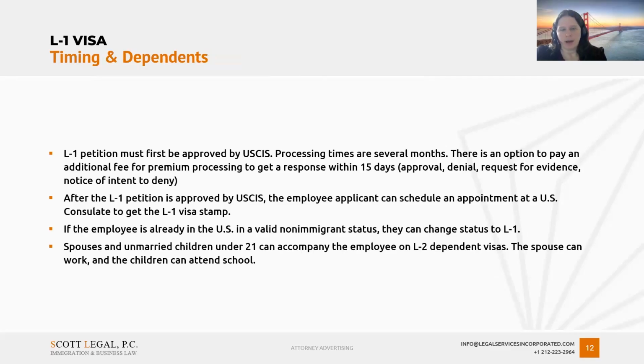All right, let's talk a little bit about timing and also dependence. So in terms of how the process works, the L petition first has to be approved by USCIS. Normal processing times are several months, maybe even up to a year. There is an option, though, to pay an additional fee for premium processing to get a response within 15 business days. This response can be an approval, a denial, or a request for evidence or a notice of intent to deny the petition. If it's a request for evidence or notice of intent to deny, you would prepare responsive documents, submit them, and then generally they will issue a final decision within 15 business days after that, if you've paid for premium processing.